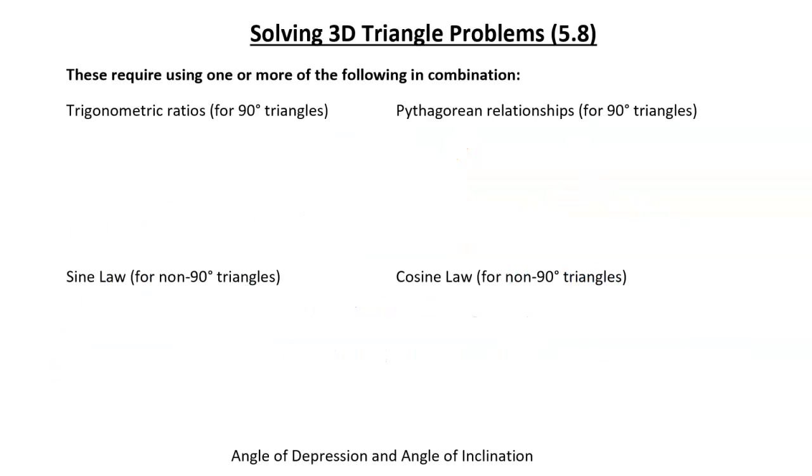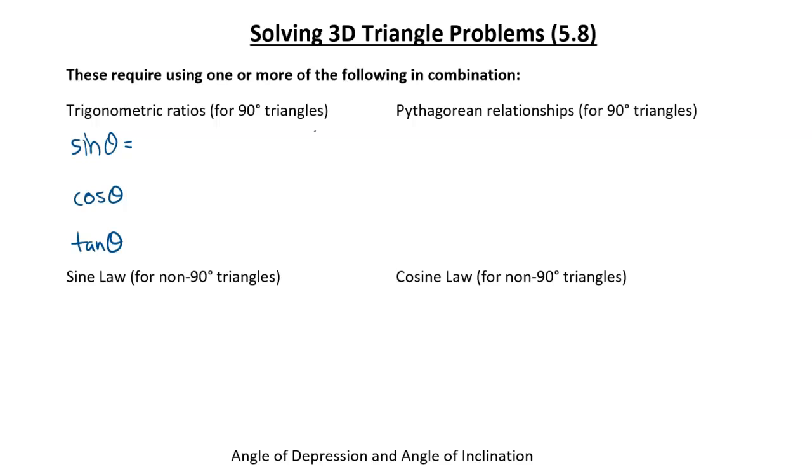So we're going to begin by recognizing that there's a number of different strategies we need to use. We could use trigonometric ratios, Pythagorean relationships, sine law, cosine law, or the idea of angle of depression and angle of inclination. Let's look at what each of those are really briefly. This is a bit of review if you've been with me for other lessons, but we have sine, cos, and tan. Those are the trig ratios.